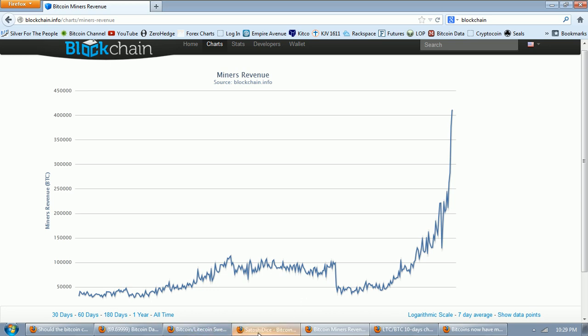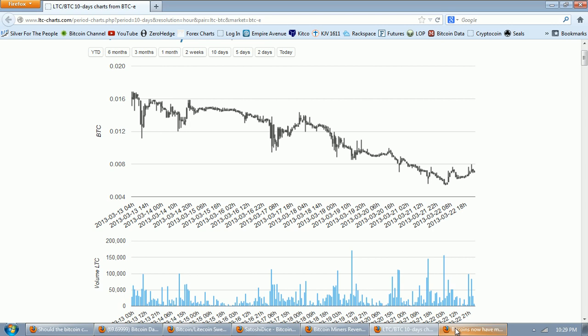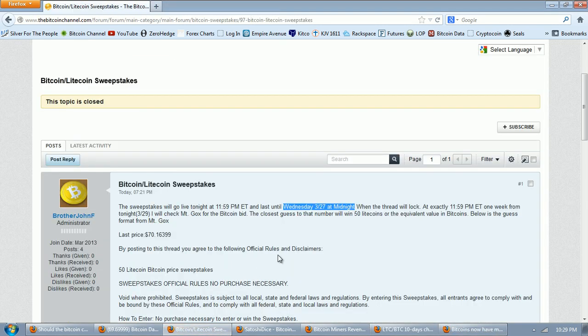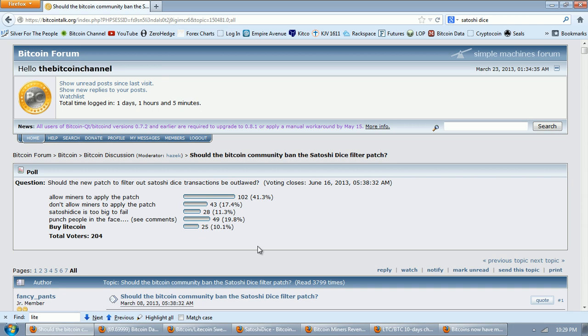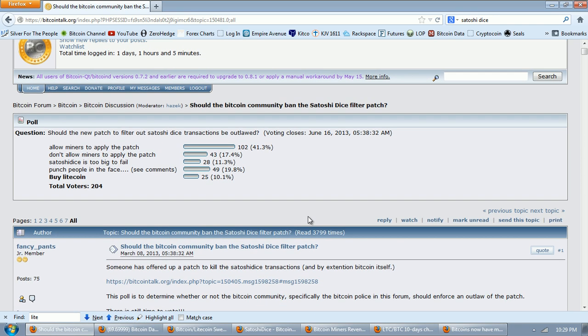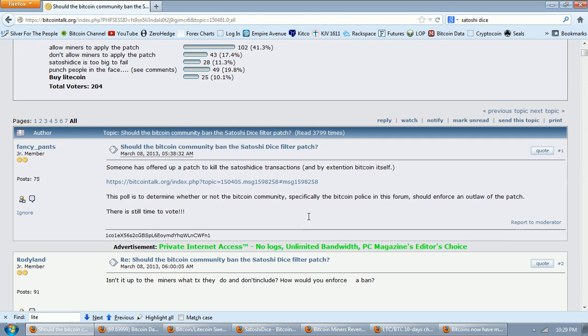So this is the thread that this is being debated on the Bitcoin forum at bitcointalk.org, and this is the proposal: should the Bitcoin community ban Satoshi Dice with the filter patch? Should the new patch to filter out Satoshi Dice transactions be outlawed? And I don't really know how you're going to outlaw something. So apparently, and this is more stuff I don't understand, but apparently someone has offered up a patch to kill the Satoshi Dice transactions, and he says, and by extension, Bitcoin itself.